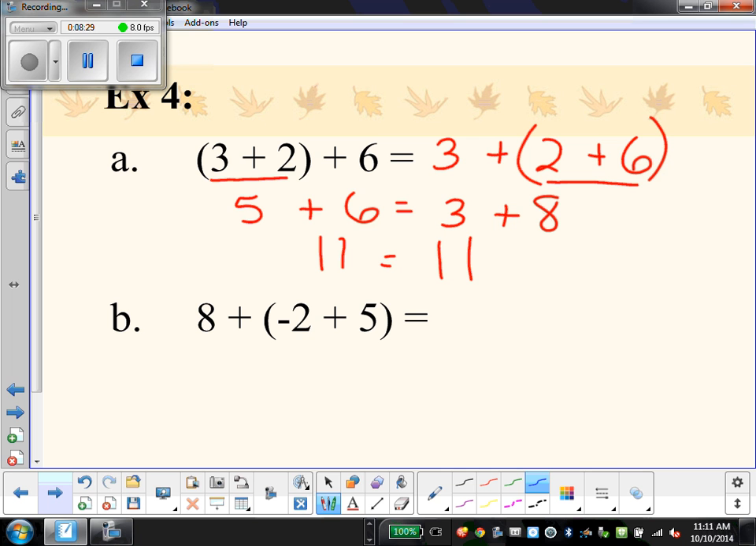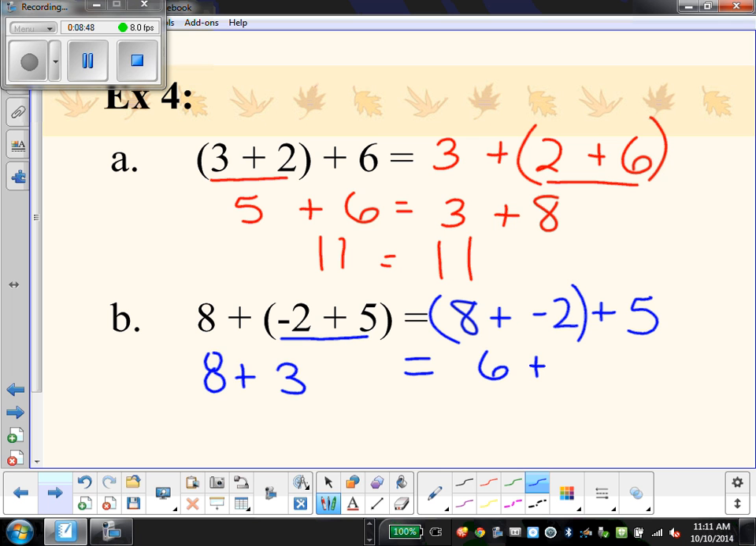So the last example, keep the order the same, 8 plus negative 2 plus 5, but change the grouping. You can do 8 and negative 2 first. So on the left, we get 8 plus 3, and on the right, you have 6 plus 5, and in both cases, they equal 11, which is total coincidence that it's the same answer as the first problem. Just pick different numbers, and they ended up coming out the same. But again, the grouping can change. The order does not. You still get the same answer. That is the associative property, the grouping.